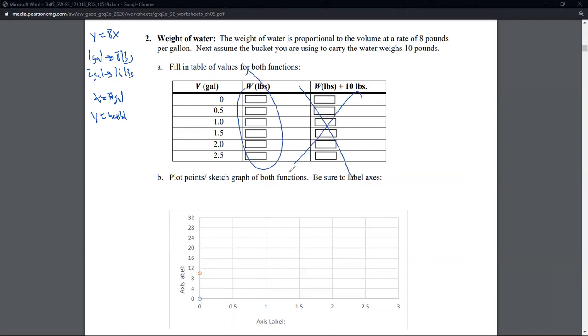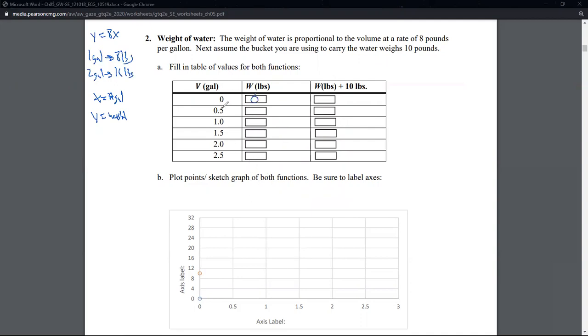It doesn't include the 10-pound bucket, because with the 10-pound bucket, that fixed amount just always adds 10 no matter what. That's a fixed amount, which doesn't make it proportional anymore. It just means you take the proportional part and you just add 10. It's very self-descriptive. All right, so if you have 0 gallons of water, clearly it's 0 pounds of water.